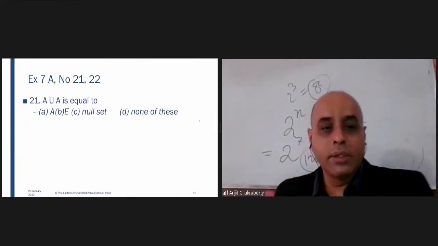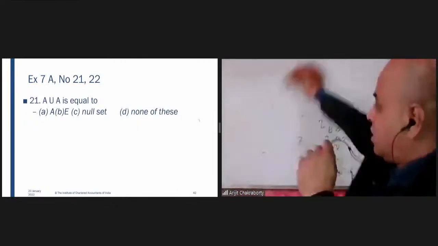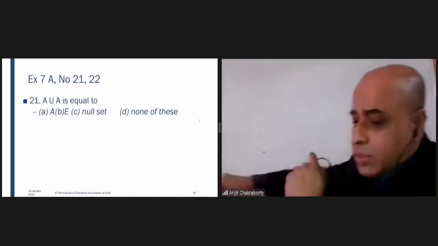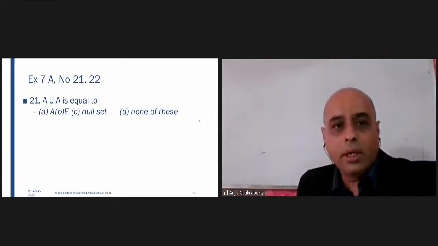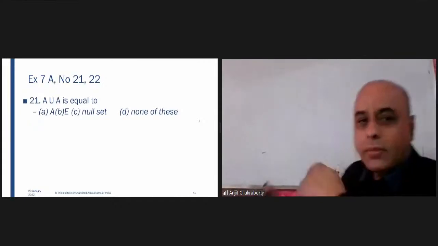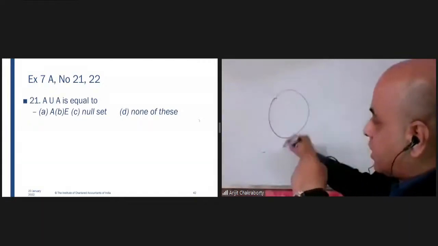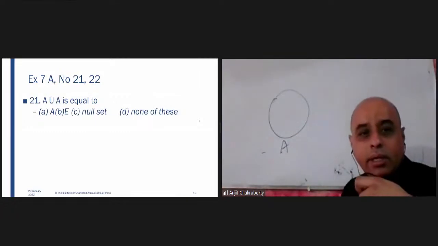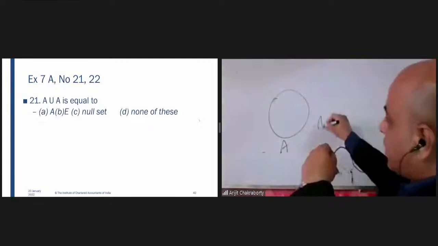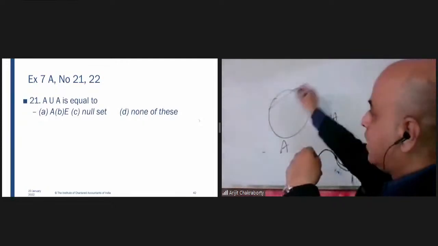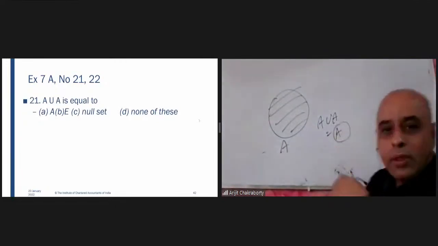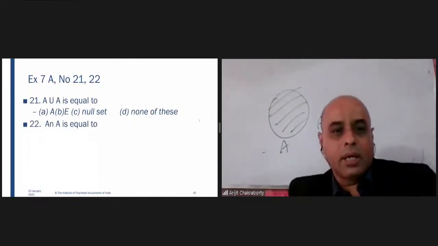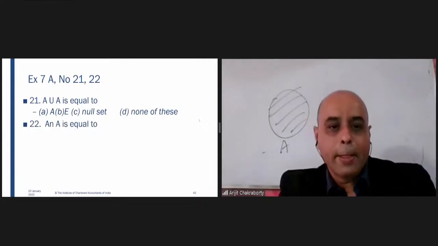Now we are going to 21. This is very important. A union A is equal to what? Let us try this question. If I take set A and unite A with A, A union A means I am adding A with itself. So it will be A only. The answer is option A.